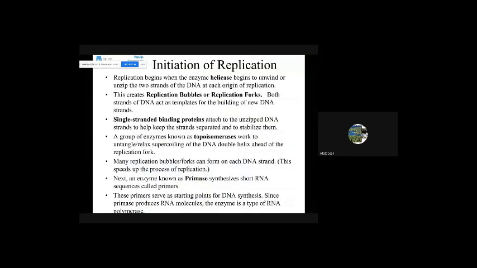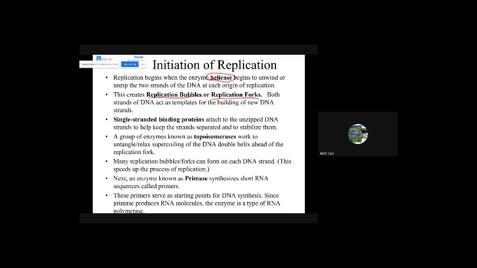So let's talk a little bit about the initiation of replication. Replication starts when an enzyme called helicase attaches to that origin of replication, and it begins to unzip or unwind the two strands of the DNA at that origin. The whole chromosome's not unwound at the same time, just at that place. This creates these little replication bubbles, or sometimes they're called replication forks. And both the strands of DNA start acting as templates for the building of new strands.